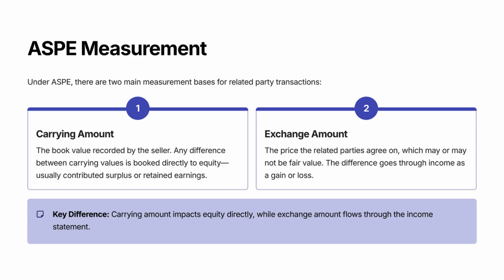Here's the key difference. If the transaction is measured at carrying amount, any difference between carrying values is booked directly to equity, usually contributed surplus or retained earnings. If it's measured at exchange amount, the difference goes through income as a gain or loss. Let's walk through a quick example to see both in action.